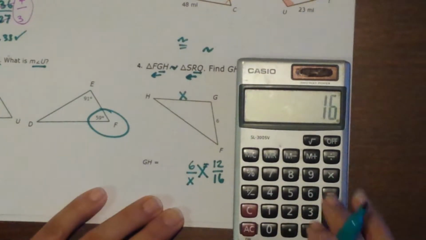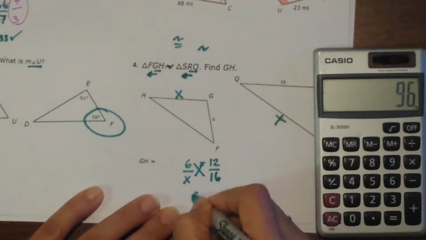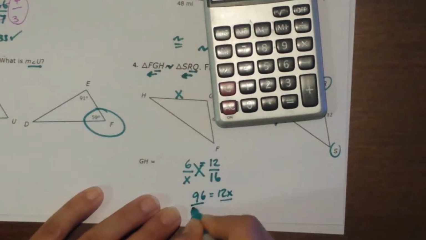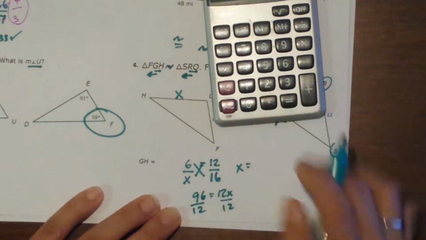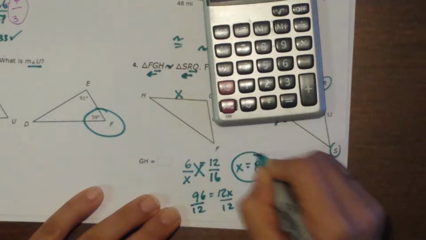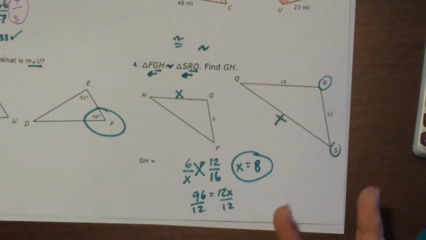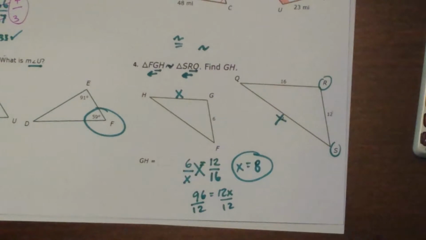So we're going to do 16 times 6 is 96. Equals 12x. All right, then we're going to divide by 12. So we're going to get x is equal to 8. All right, is this the only proportion you could have set up? No, not at all. You could set it up however you want to as long as the order is the same and you start from the same place each time. So x is equal to 8.